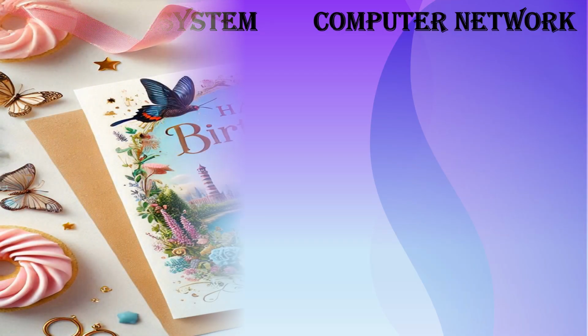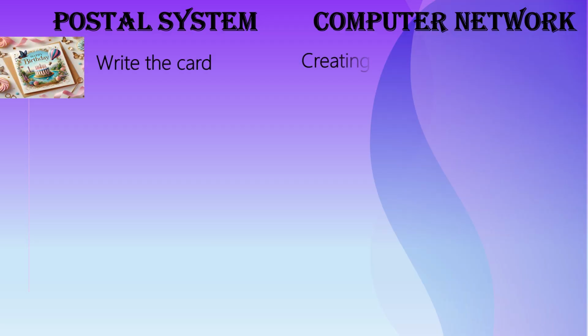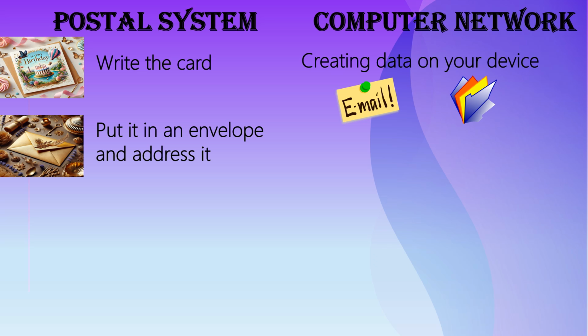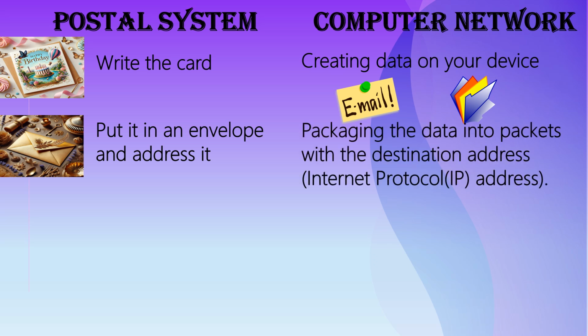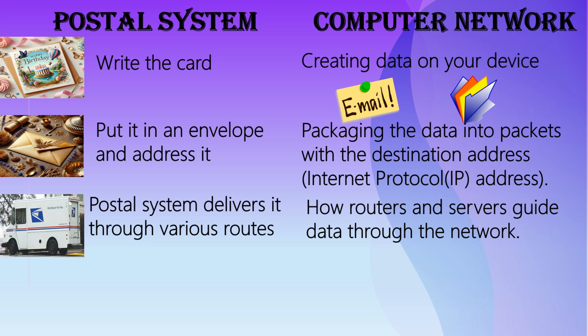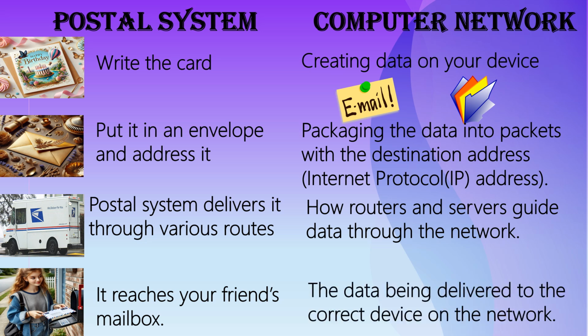Let's say you're sending a birthday card to a friend who lives in another city. You write the card. This is like creating data on your device, such as an email or a file. You put it in an envelope and address it. This is like packaging the data into packets with the destination address, the IP address. The postal system delivers it through various routes, just like how routers and servers guide data through the network. It reaches your friend's mailbox. This is like the data being delivered to the correct device on the network.